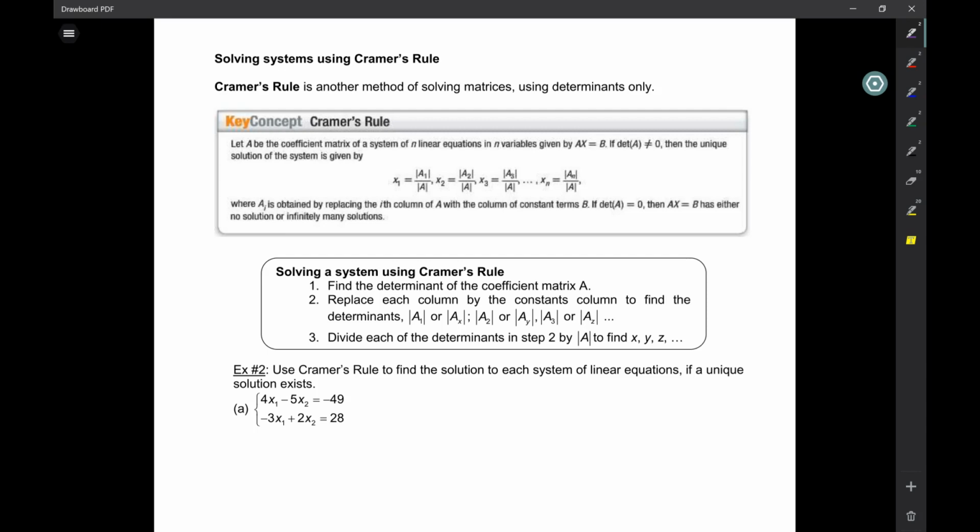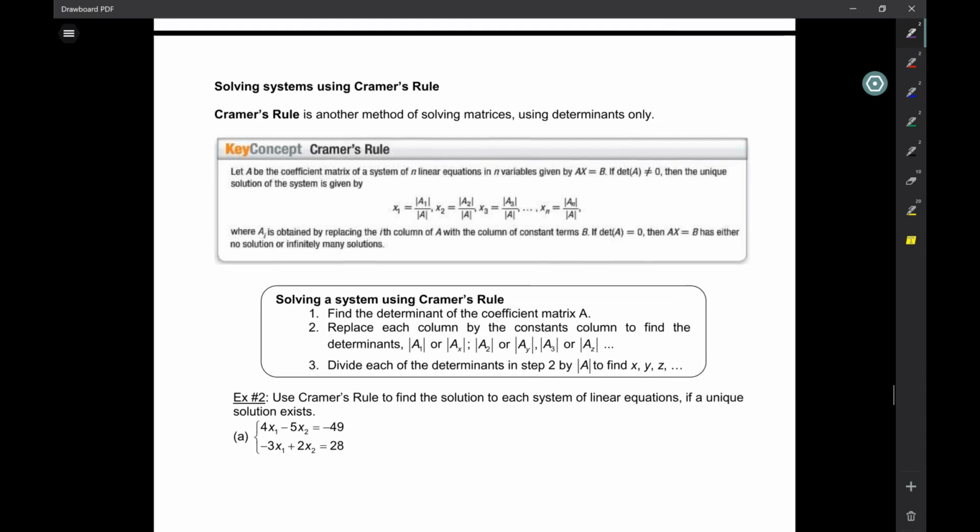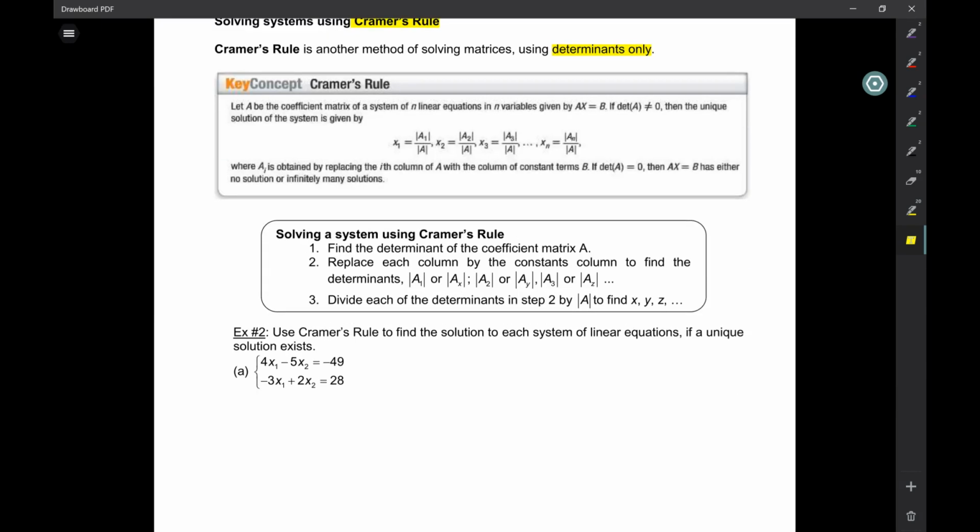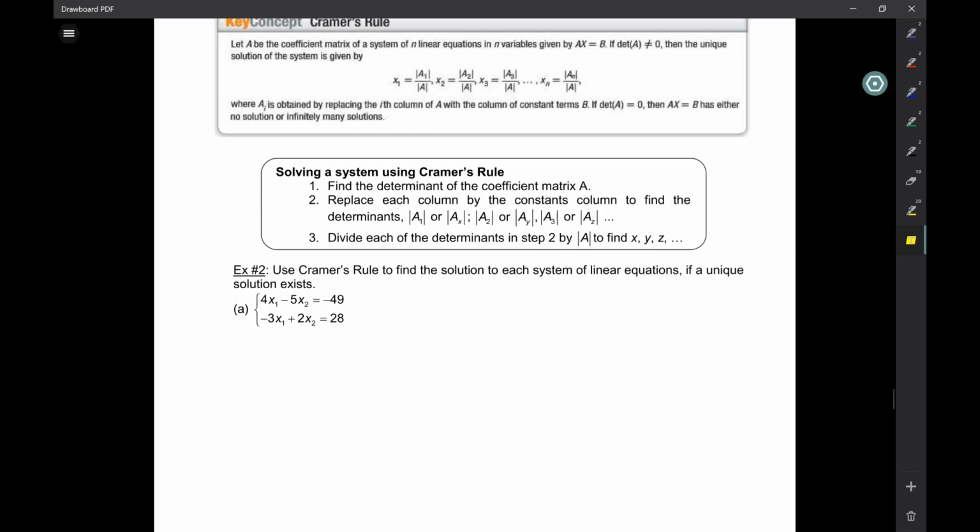Okay, so Cramer's rule is now the third way of solving systems. It has nothing to do with the first and the second ways. So this one, the good thing about this is you don't have to deal with inverses or anything else. You just have to deal with determinants. It's very, very straightforward. And there are different ways of doing it, but we'll stick to this one. I feel it's more straightforward.